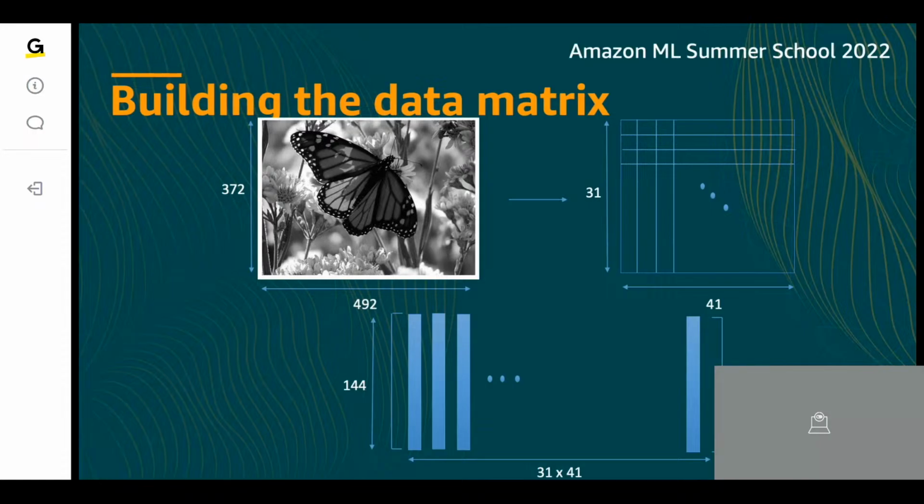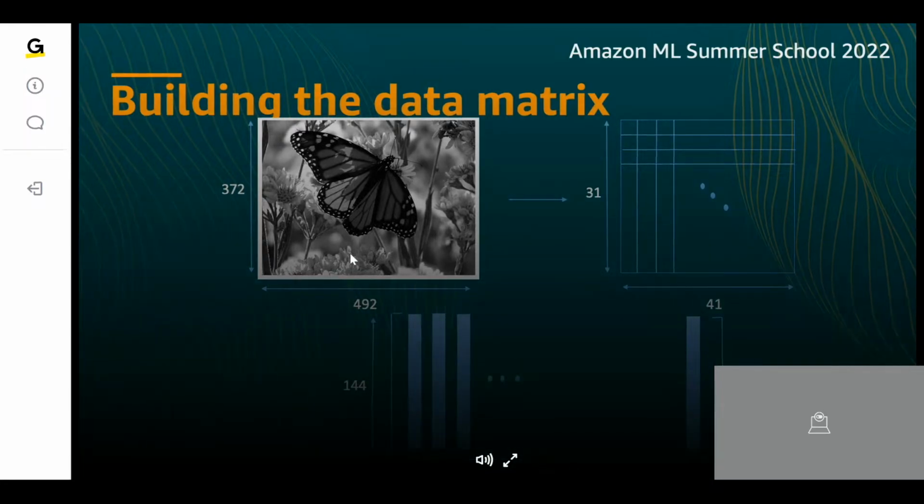This is just giving you that intuition: your 372 is 31 times 12, so you have 31 of these 12 by 12 blocks stacked up in this manner, and similarly you have 41 of these stacked here, right? So overall you have these 144 dimensional vectors, 31 times 41 of those. Fair?